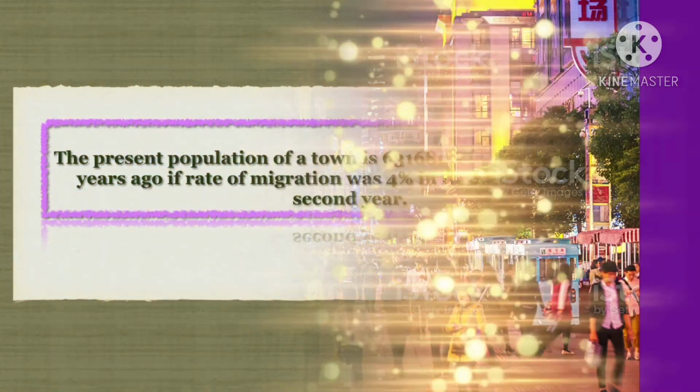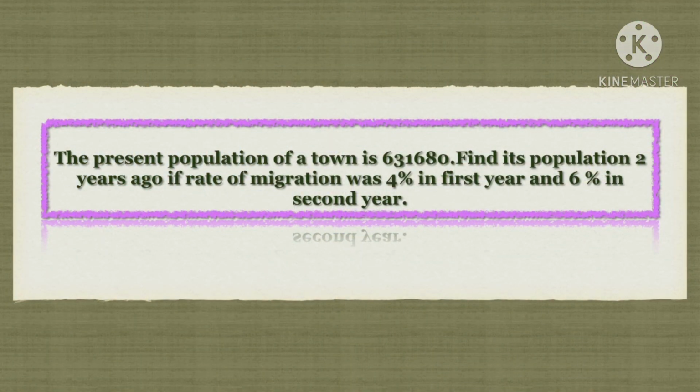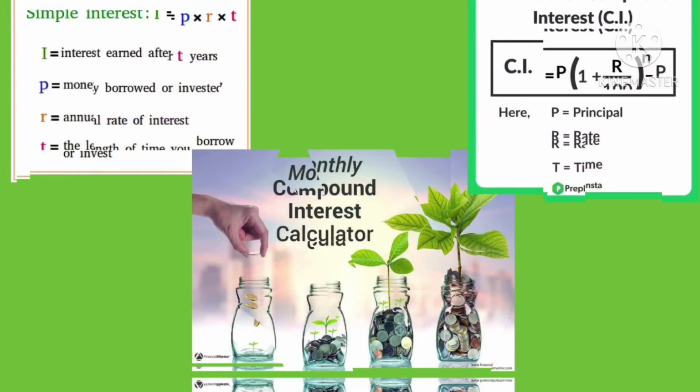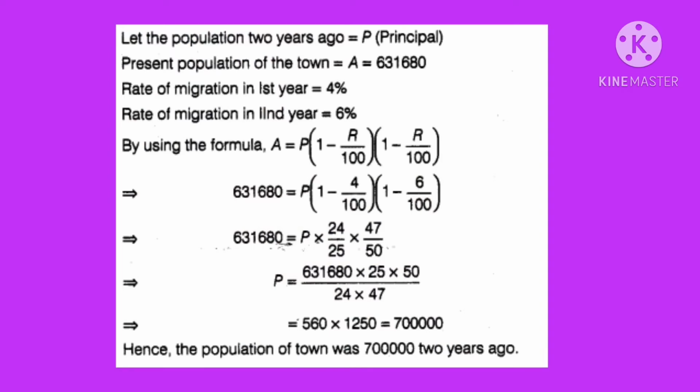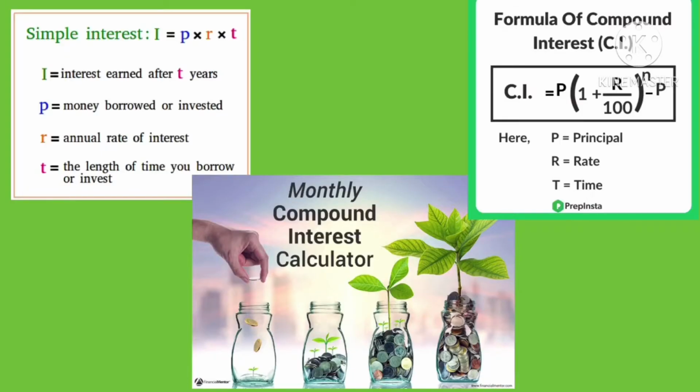The present population of a town is 6,31,680. Find its population 2 years ago if the rate of migration was 4% in the first year and 6% in the second year. So for this, let the population 2 years ago be P.